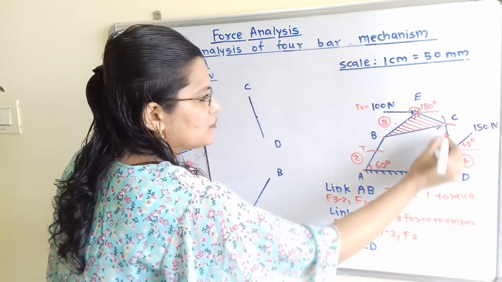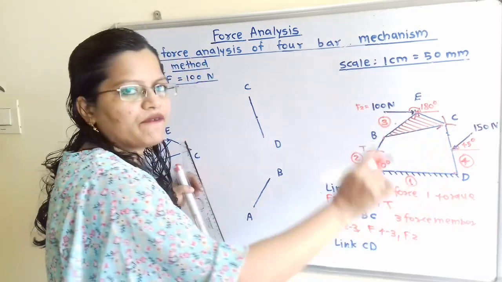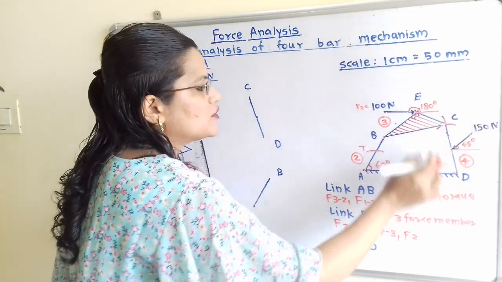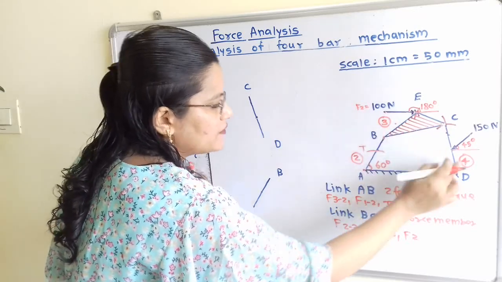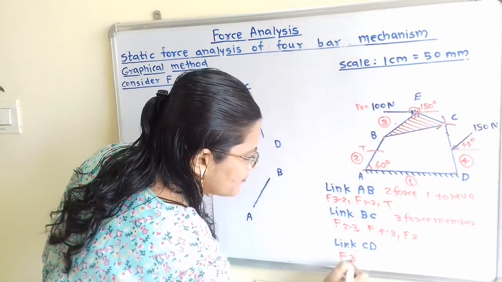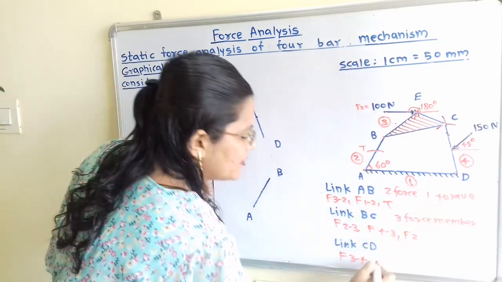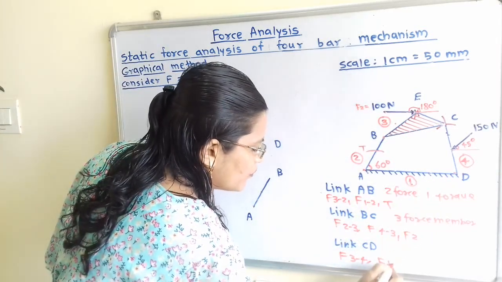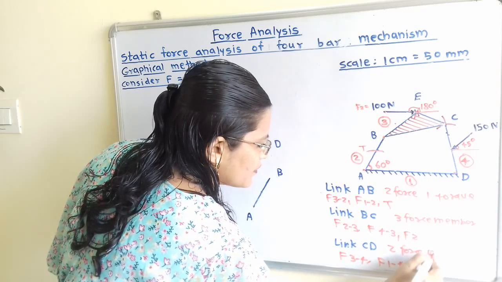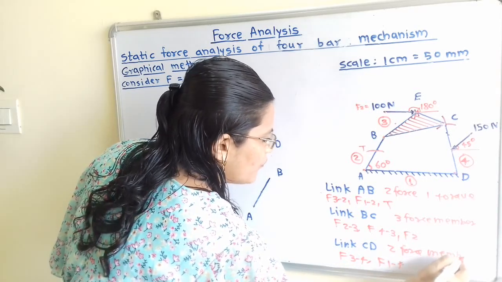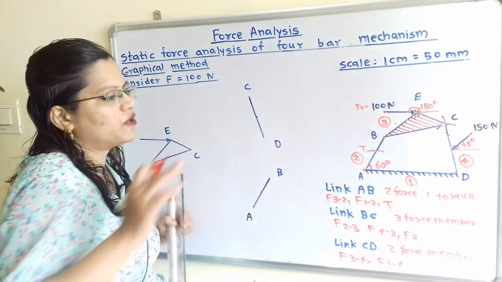Now link CD. For this link CD, this time we are not going to consider this 150 Newton force. So force through this point C, f of 3 to 4, and through the point D, f of 1 to 4. So this is a 2 force member.